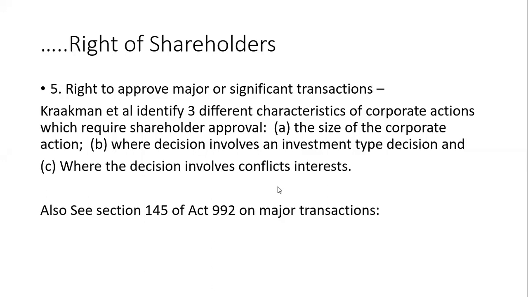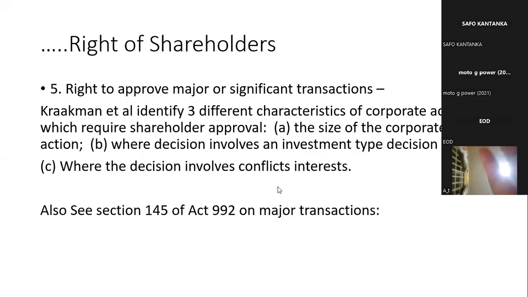And that is why section 145 of Act 992 is quite pertinent, and all of us must be familiar with it. So if we take section 145, for example, I quote, 1, a company shall not enter into a major transaction unless the transaction is A, approved by special resolution, or B, contingent on approval by special resolution.